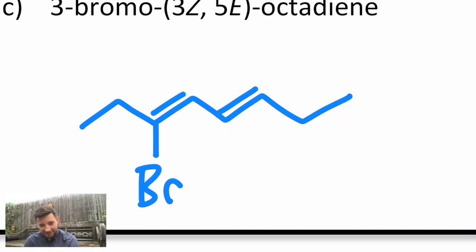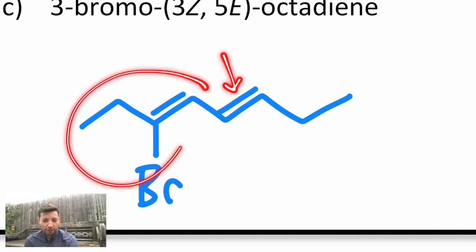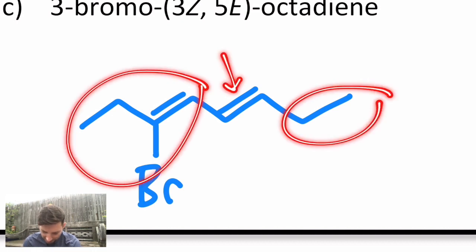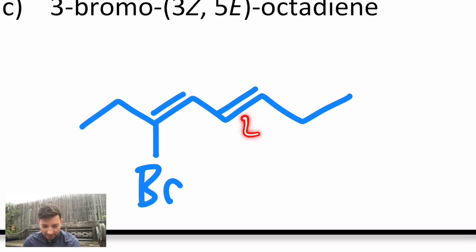And then that one, is that E? Well, I have a higher priority here and a higher priority ethyl there. Those are on opposite sides. So yep, that's E and that's Z, so this is correct. If not, I have to redraw it to show that kink in the alkene in a different direction.